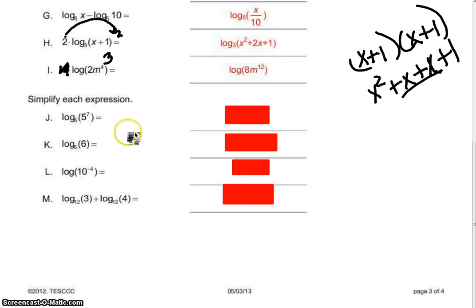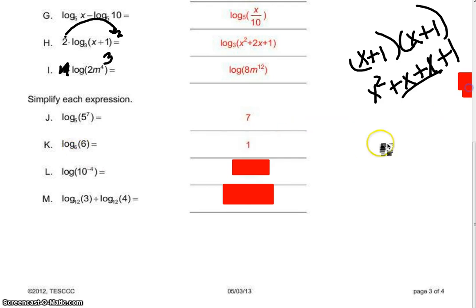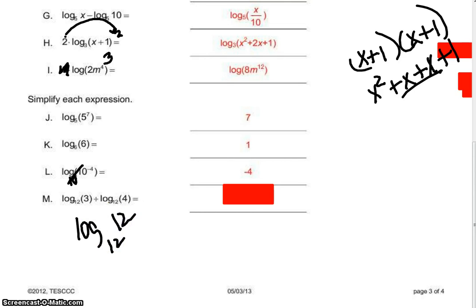If you're going to simplify, you've got to realize that 5 and 5 are the same, so they basically cancel each other out, and your answer is 7. 6 and 6 are the same, they cancel each other out, your answer is 1. There is no base written here, so you've got to realize that that is 10. So your 10s cancel each other out, and your answer is -4. Addition is multiplication, so you would rewrite this as log base 12 of 12. Then they cancel each other out, and your answer is 1.